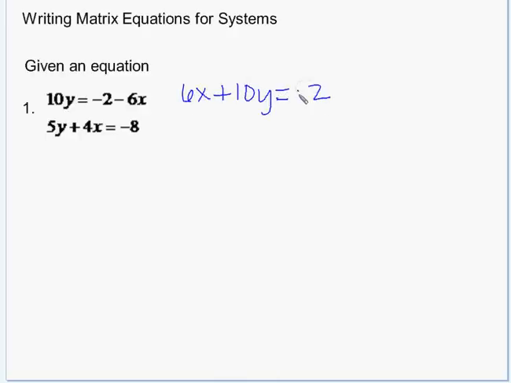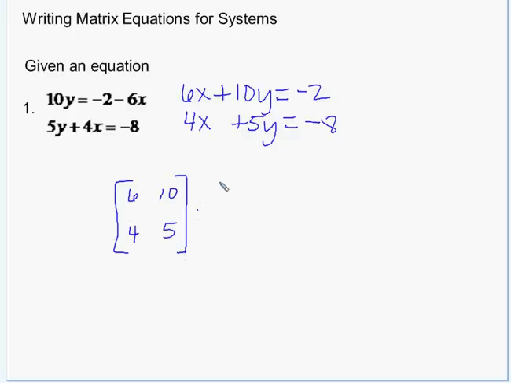And then on the second one, we just have to flip these. So you have your 4x plus 5y is going to equal -8. Now, when we have our matrix, your first matrix is just going to consist of the coefficients of these. So we have 6, 10, 4, and 5.